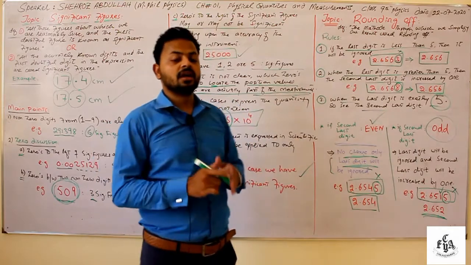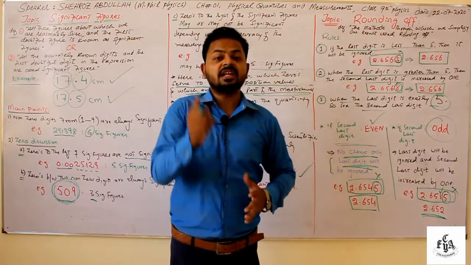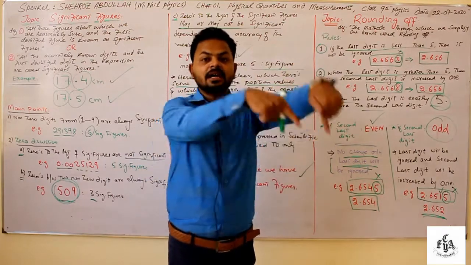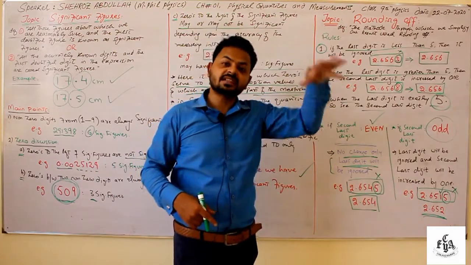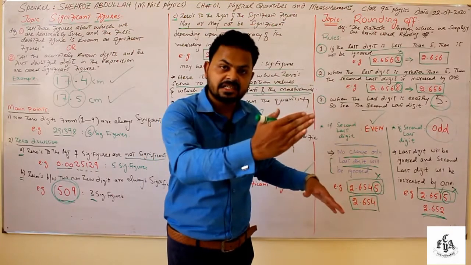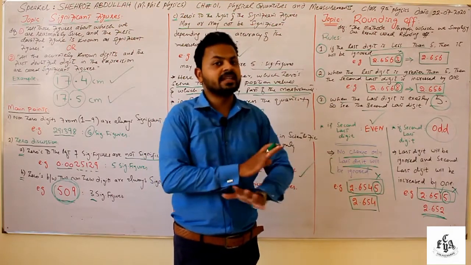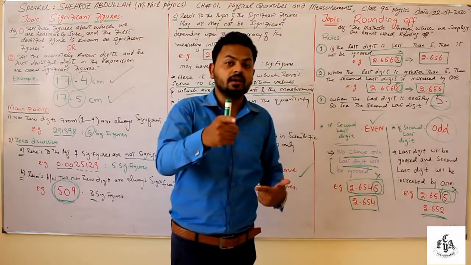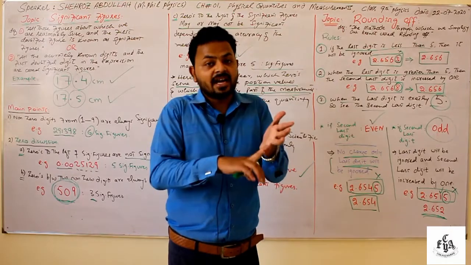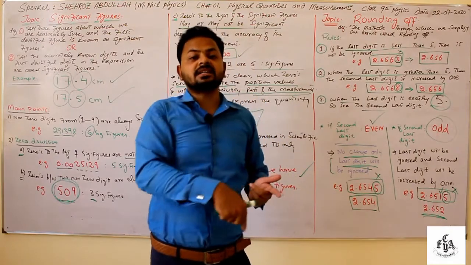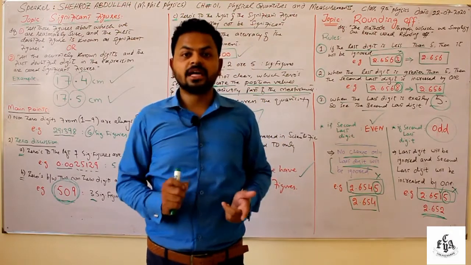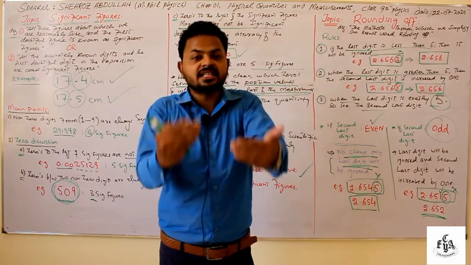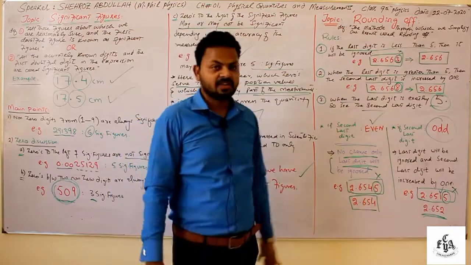Now third rule, where is the problem? If the last digit is exactly 5, what to do then? We see the second last digit. If the second last digit is even, ignore the last digit and there will be no change, just the last digit will be ignored. If the last digit is exactly 5 while the second last is odd, what to do then? We ignore the last digit while the second last digit will be increased by 1. So this is how we have done with this.